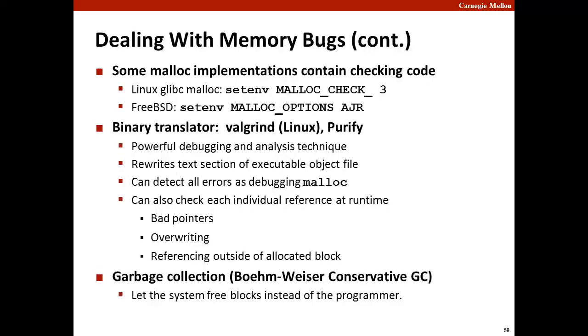My best friend is Valgrind. It actually tells you what's going on at runtime, sort of like a debugging malloc is, but it can find many more types of errors. It actually rewrites sections of the executables, so it can do more: bad pointers, overwriting things, off by n errors, referencing outside of blocks. Or, of course, you can use a language like Java or Python or Ruby and not worry about any of this. Any questions?